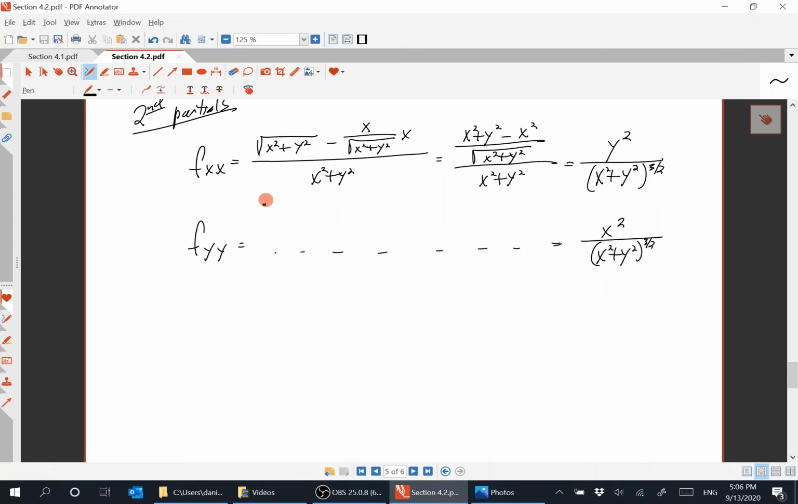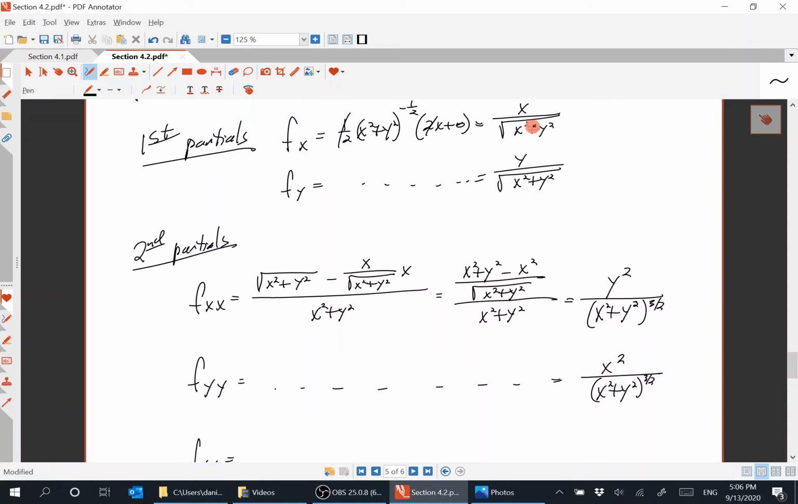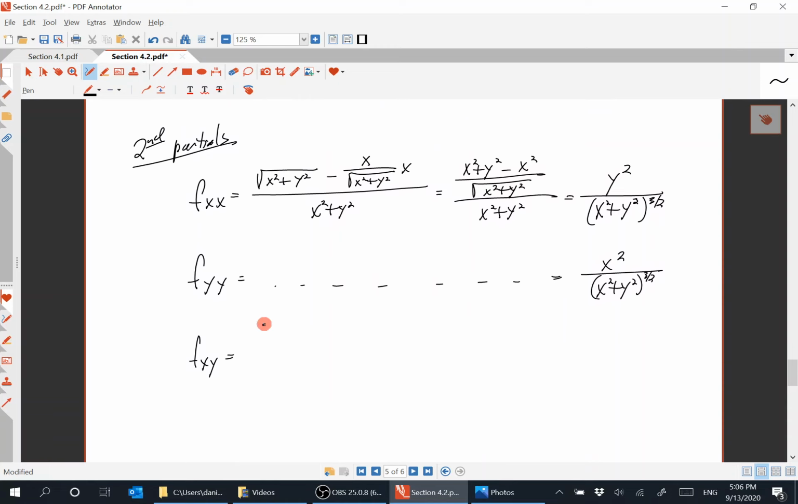Now how about f_xy and f_yx? So the partial derivative with respect to x. Now we're going to take the partial derivative with respect to y. So this is the partial with respect to y of x over the square root of x squared plus y squared. Using the quotient rule, well, let me rewrite that, actually. It's the partial with respect to y of x times (x squared plus y squared) to the negative 1/2. The x is a constant in this calculation.